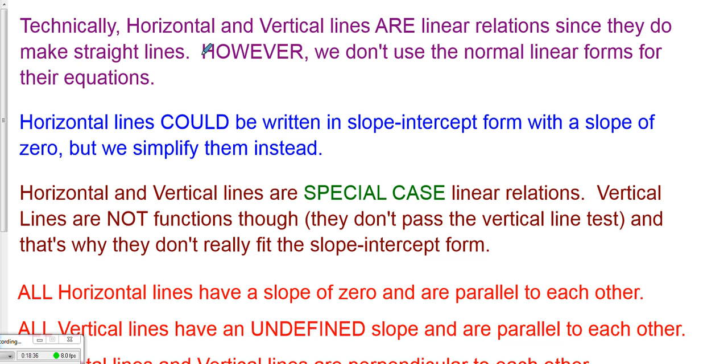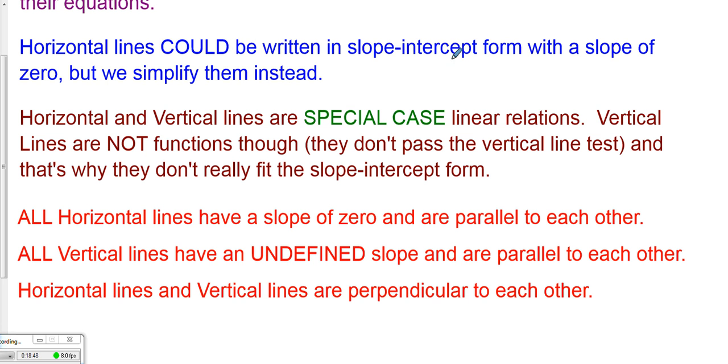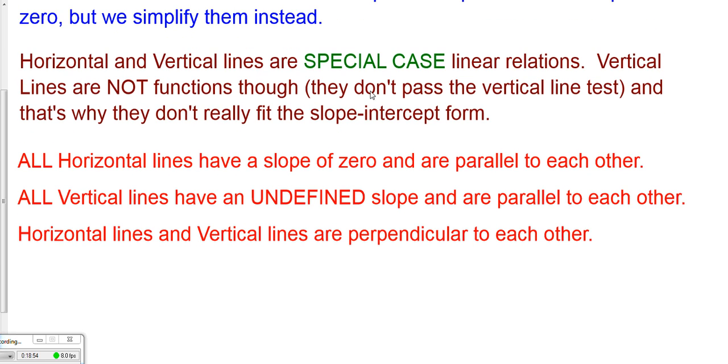So technically, horizontal and vertical lines are actual linear relations, since they do make straight lines. However, we don't use the normal linear forms for their equations. Horizontal lines could be written in a slope-intercept form with a slope of 0, but we always simplify them instead, so it's just y equals whatever number. Horizontal and vertical lines are special case linear relations. Vertical lines are not actual functions, though. So horizontal lines are still functions.